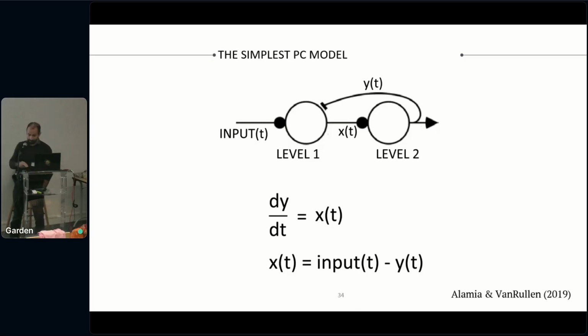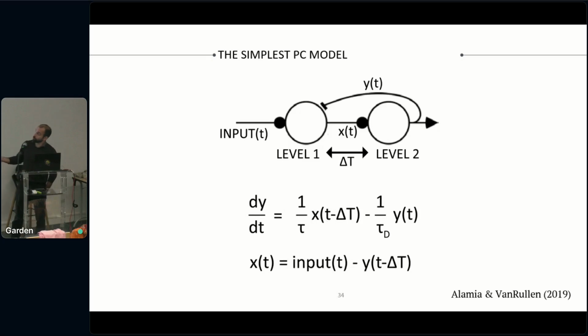So we decided to spice things up a bit, and we added a biological constraint, specifically temporal delay. Now it takes some time for the information to travel between regions. So the prediction error will always be a bit late in updating the prediction, and the prediction will always be a bit late in predicting the input. We also added a temporal time constant to model the dynamics over time.